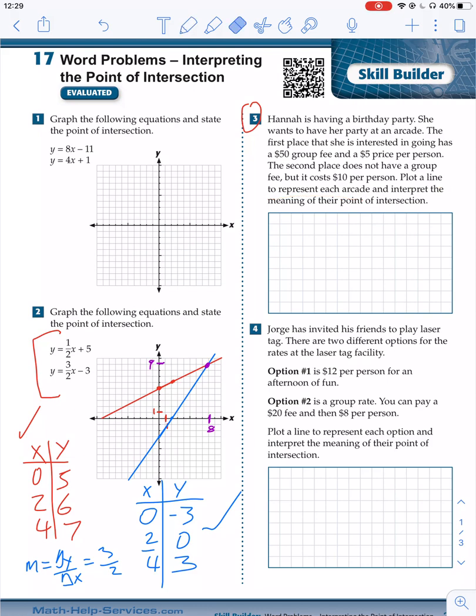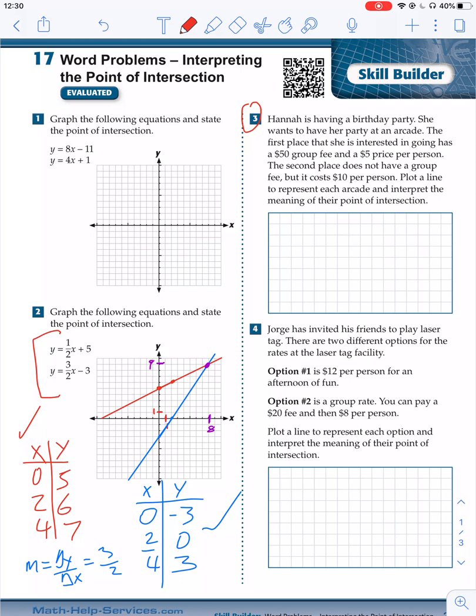I'm not going to ask you to plot because the plotting part will be very time consuming. So we're just going to find the equation. Okay, so let's read the question. Hannah is having a birthday party. She wants to have her party at an arcade.